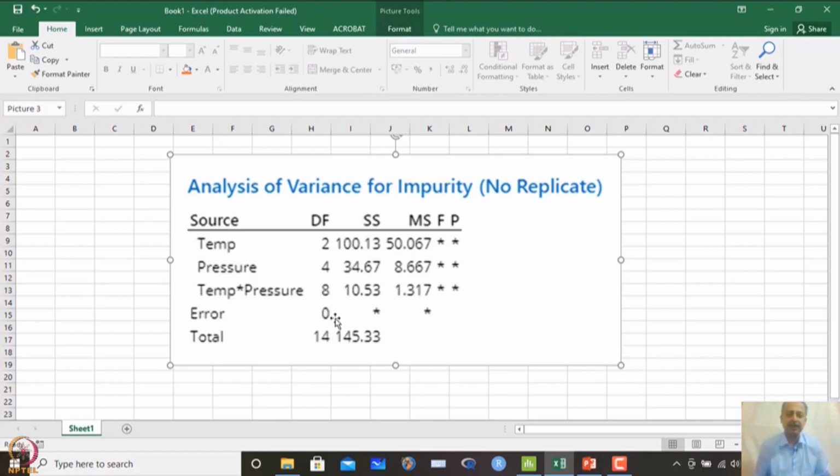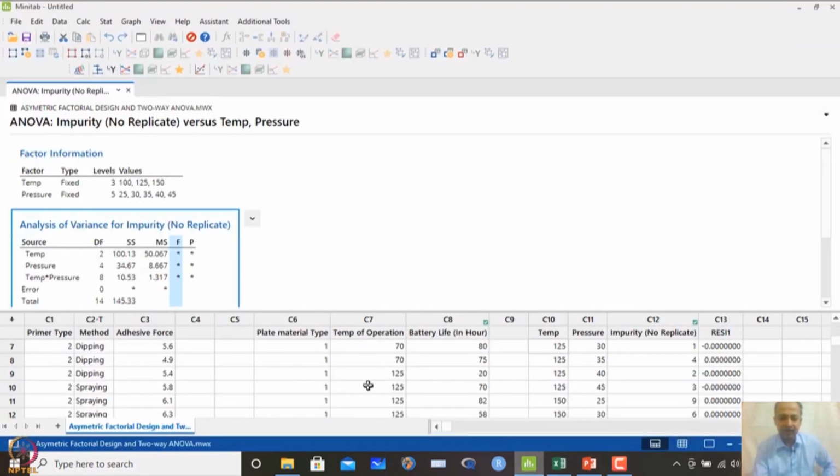If there is no error degree of freedom, I cannot calculate mean square over here. If I cannot calculate mean square, I cannot calculate the F values and P values. So, it is not possible to see temperature and pressure information over here. So, in this case, we cannot do this, so we have to confine ourselves to whether the interaction is present or not. So, how do we calculate interaction?